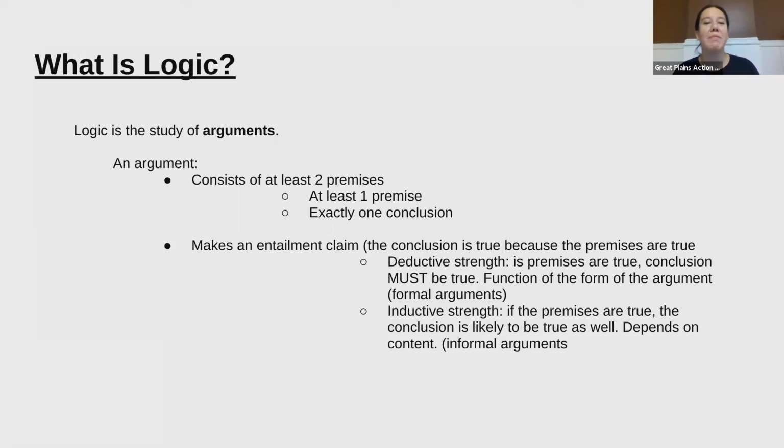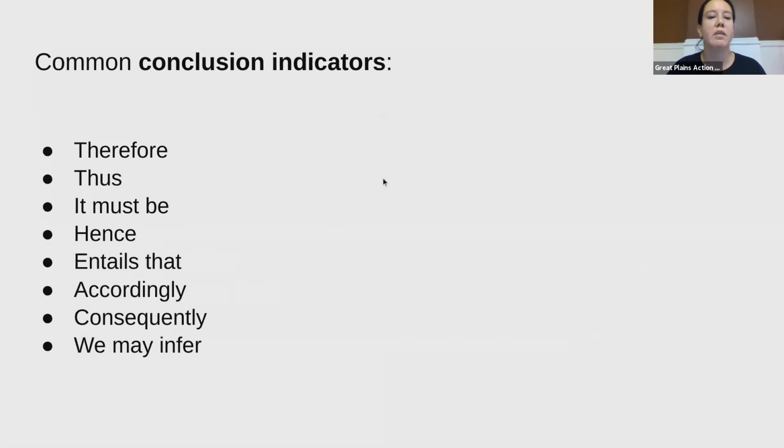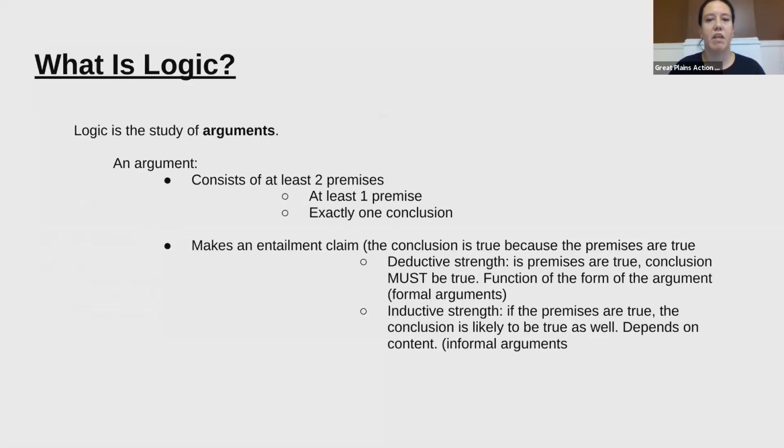So to take everything way back to the beginning, because we kind of jumped in the middle yesterday, let's talk about what is logic. So logic is the study of arguments. And there's a very specific definition for arguments. An argument consists of at least 2 statements, at least 1 premise, and exactly 1 conclusion. And then an argument also makes an entailment claim.